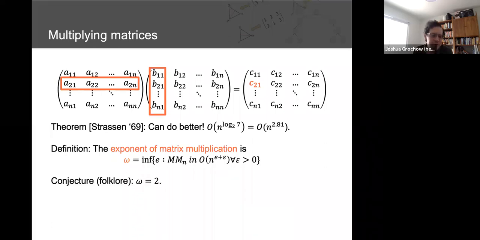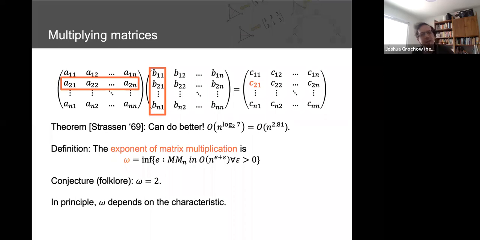Okay, and the folklore conjecture is that omega equals 2 here. On the one hand, this should be somewhat surprising in that it's telling you that you could multiply matrices essentially as fast as you can add them. And multiplying matrices just seems harder than adding matrices, right? So in some sense, this should be surprising. In terms of the history, we'll see maybe this is a little less surprising.